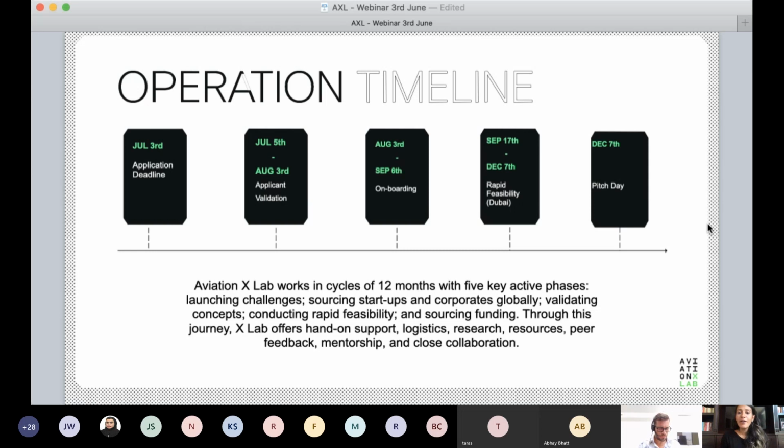All right, then we have the most exciting part, I want to say, which is the rapid feasibility. And this will be from September 17th to December 7th. That's when you spend approximately 3 months in Dubai working very closely with the partners and the Aviation X Lab on your solutions. During this phase, that's why we always say, if you don't have an MVP, it's absolutely fine, because during this phase, that's when you really get to build up on your idea.